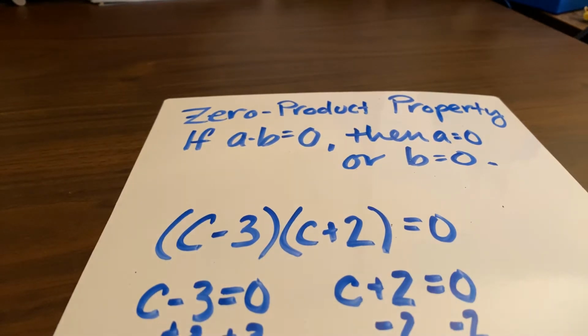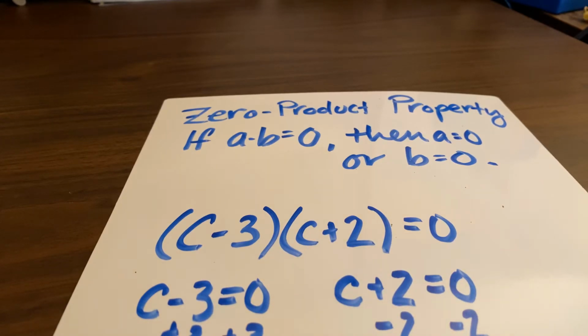Hey there, algebra students. Today we need to talk about solving polynomial equations in factored form. And so let's review the zero product property. The zero product property says that if a times b equals 0, we're assuming that a and b are real numbers, right? So if a times b equals 0, then either a equals 0 or b equals 0. And so we solve for both instances, right?